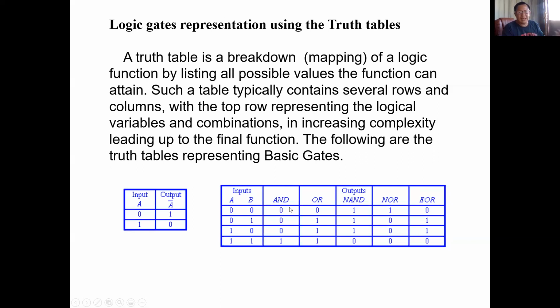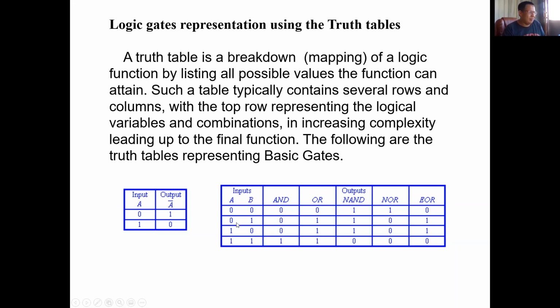This truth table, no? So this is a Boolean series. This is 0, 1, 2, 3. So you can see the AND. 0 and 0 is 0. 0 and 1 is 0. 1 and 0 is 0. 1 and 1 is 1. That's the truth table for AND for two inputs. Any questions?